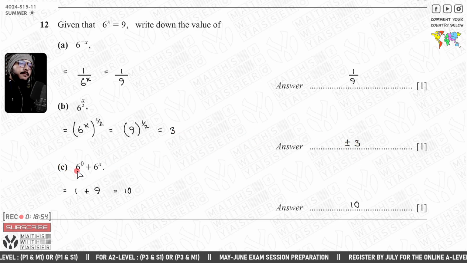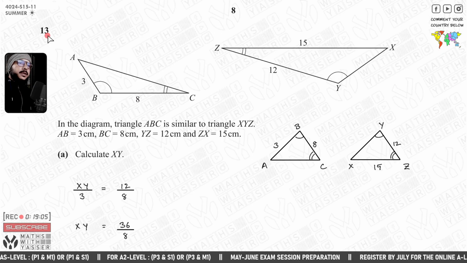In part C, we have 6 to the power 0 plus 6 to the power x. So this will be 1 plus 9, which is 10. Question number 13. In the diagram, the triangle ABC is similar to triangle XYZ.